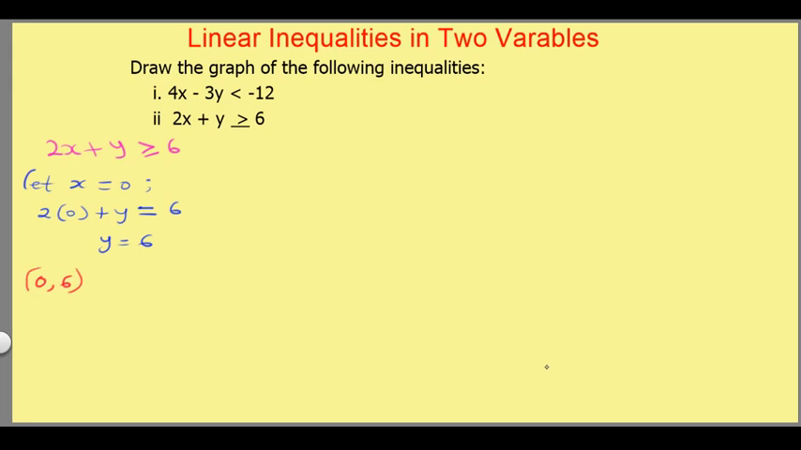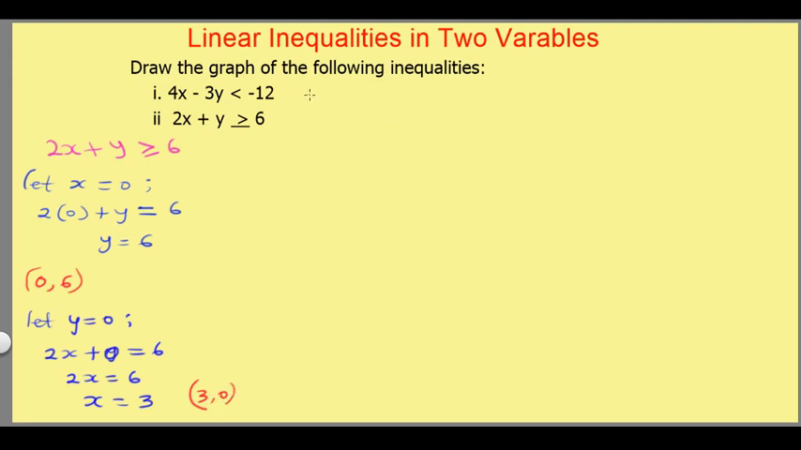We need to get the other point. To get the other point, we say let y be equals to 0. When y is equals to 0, it becomes 2x plus y equals 6. Remember y is 0. That will be 2x equals 6. And our x will be equal to 3. That's another point when x is 3, y is 0.